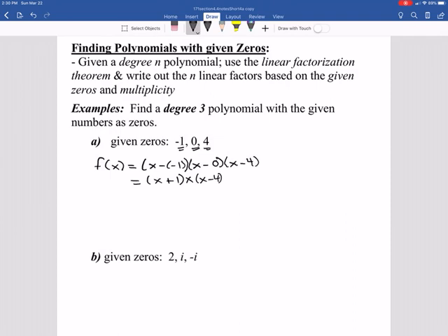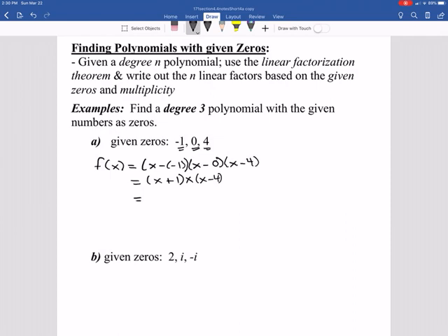So again, each of these factors, if we were to take x plus 1, for example, if we plug -1 in for x, we'd get an output of 0. Same thing with the second factor. If we plug 0 into x, we're going to get an output of 0, and x minus 4, we plug in 4. We get an output of 0. So we know those are the three factors that produce these three zeros.